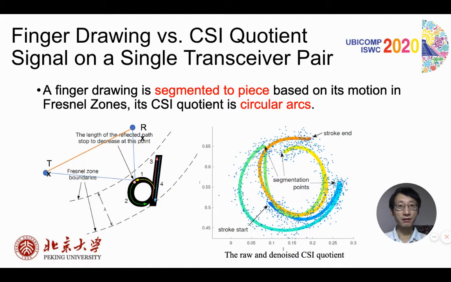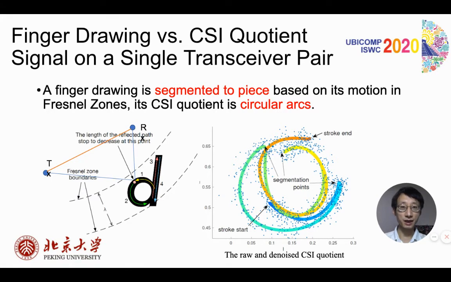Now let's see how the CSI quotient helps to extract finger motions. Consider drawing a letter D with a finger. According to the Fresnel zone theory, given the position of the transceiver devices, the drawing involves increment or decrement of the reflection path. Based on that, the drawing can be segmented into several pieces. Each piece contains an increment or decrement of the signal propagation path. Accordingly, the CSI quotient has the same number of circular arcs.